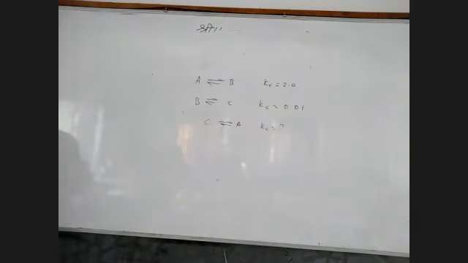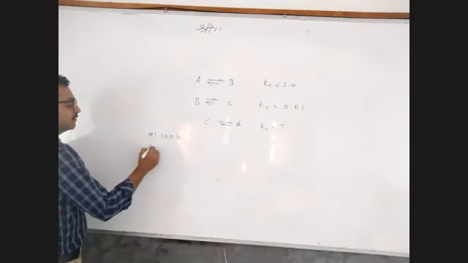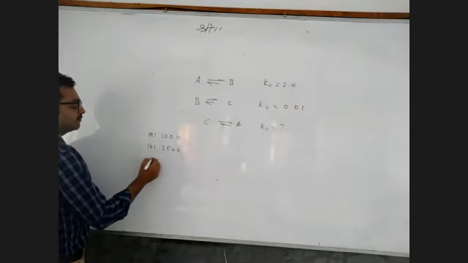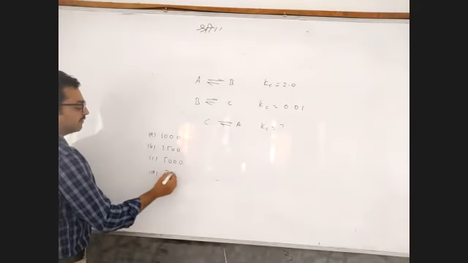Shall I give options? Okay. Do it and tell me. Options: A 1000, B 2500, C 5000, D 7500.